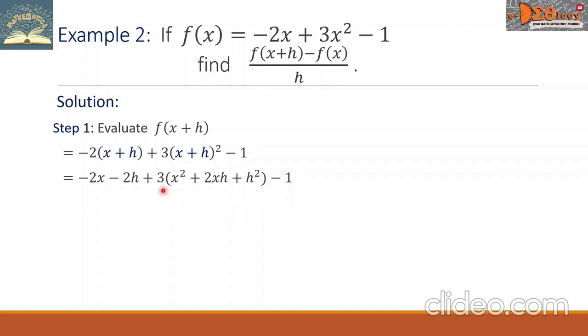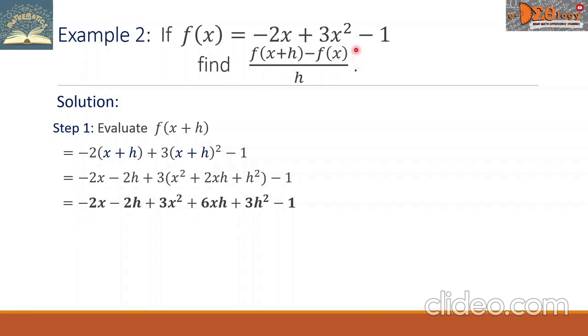Further, we simplify by multiplying this 3 to the terms of the trinomial. So we have 3 times x squared is here. 3 times 2xh becomes 6xh. Then 3 times h squared is 3h squared. We copied the negative 1, also the negative 2x, and negative 2h. This is now the value for the f of x plus h.